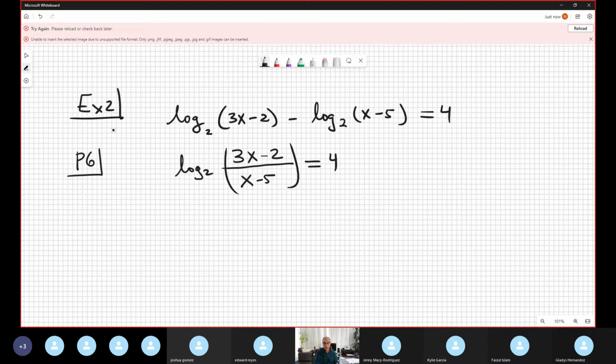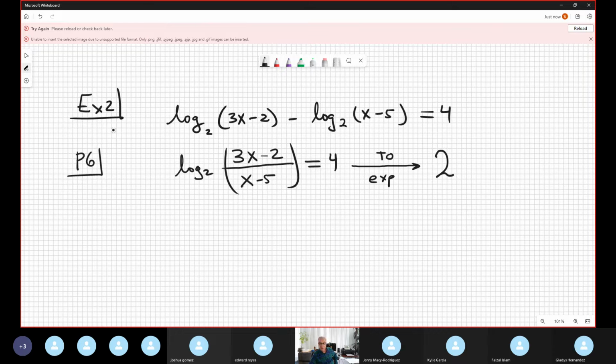Always the same: condensing, and then conversion to exponential. To convert this logarithmic statement to an exponential statement, remember the idea is clear. You ask yourself, what is the base? The base in this case is 2.